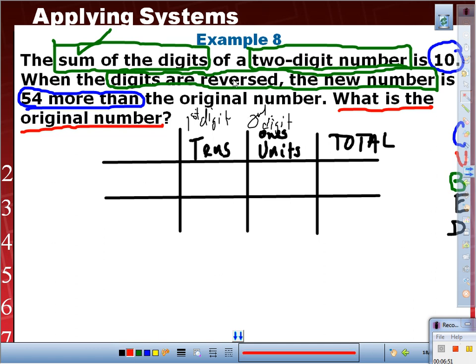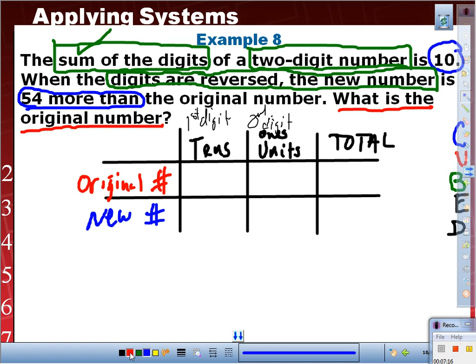It says the question is, what is the original number? That means that this first row is going to be for my original, and this second row is going to be my what? New number. Are we there so far?